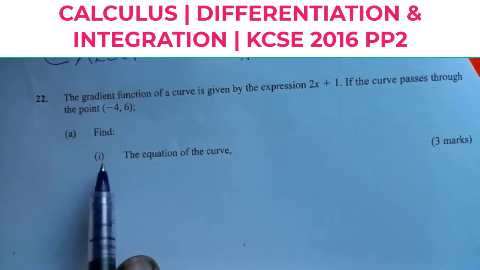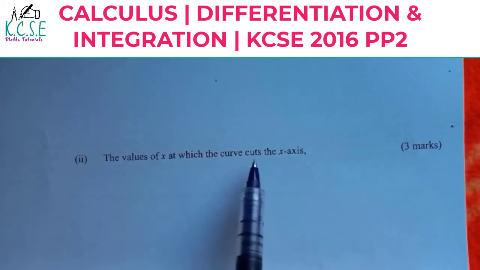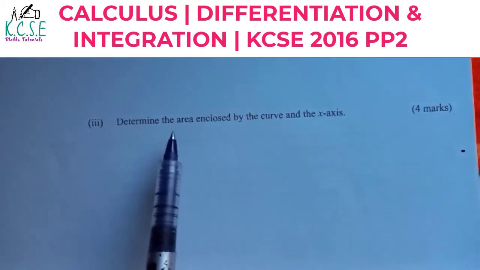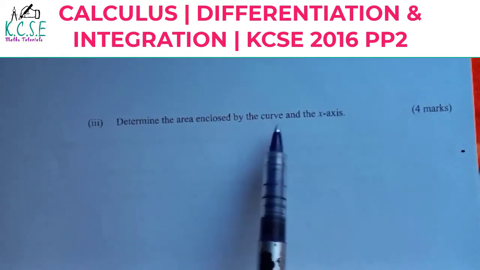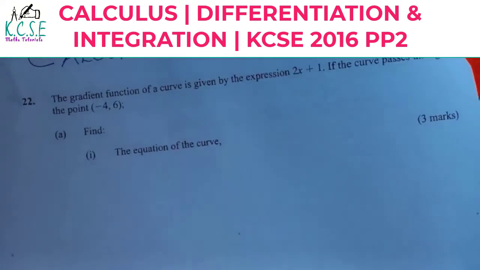A, find 1, the equation of the curve, that is 3 marks. Then 2, the values of x at which the curve cuts the x-axis, 3 marks. Then the last part of the question, determine the area enclosed by the curve and the x-axis. So let us go straight to the first part.